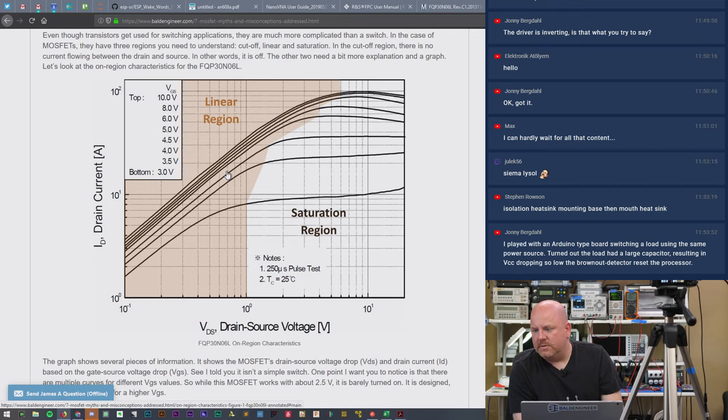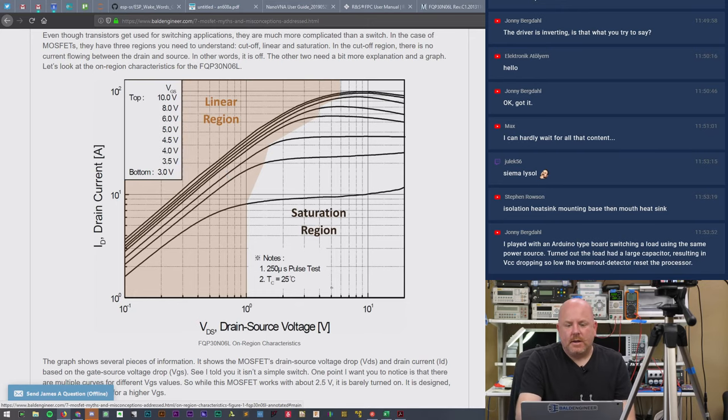Played with an Arduino type board with the same power source, turning the load with a large capacitor, resulting in VCC dropping so low that the brownout detector reset the processor. Yeah, you have to be careful when switching a load using the same power source. Oh, because there's a large capacitor. It sounds like something doesn't sound right. That shouldn't have been an issue. But I need to see a schematic to know for sure what was going on there.